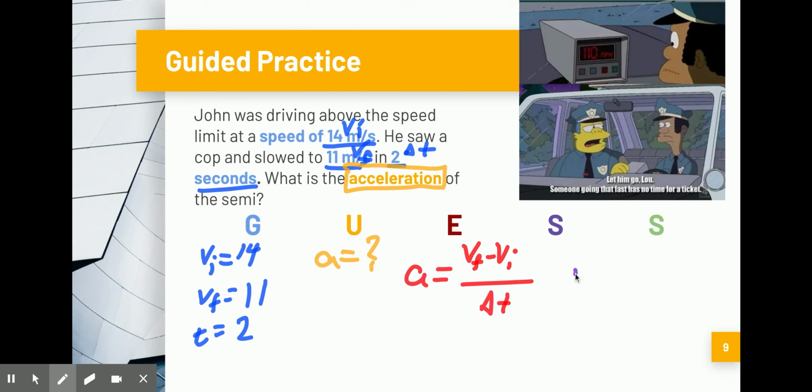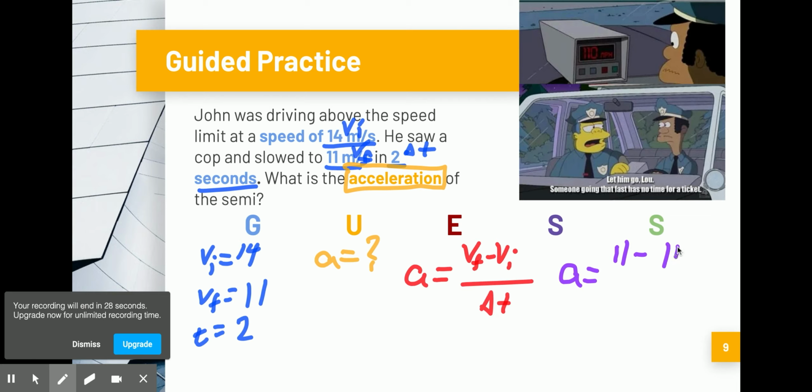So A is equal to VF, which is 11, minus VI, which is 14, and divided by T. So our answer is negative 3 over 2, which is equal to negative 1.5. Cool. Maybe you didn't need this practice. Just in case you don't, you can skip through these things, but if you need it, that's why I do this. Okay? Cool, you can move on.